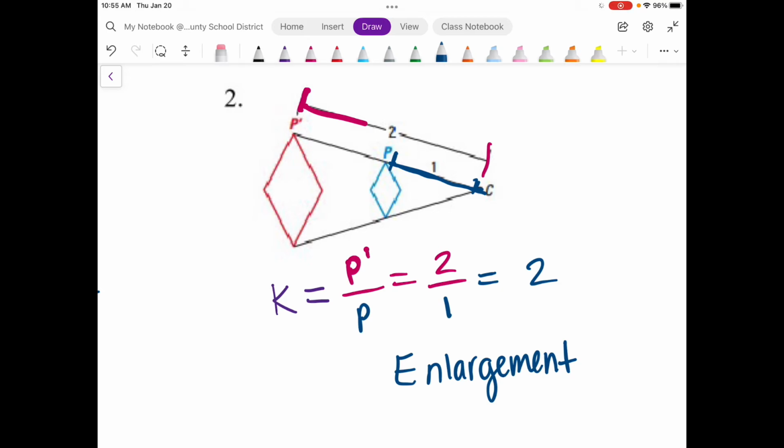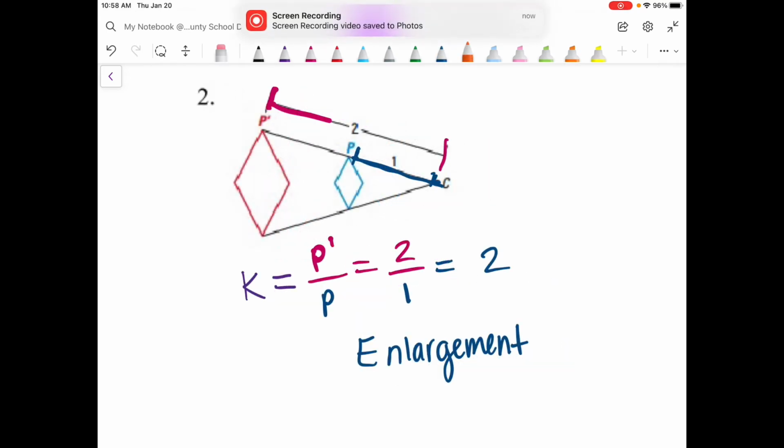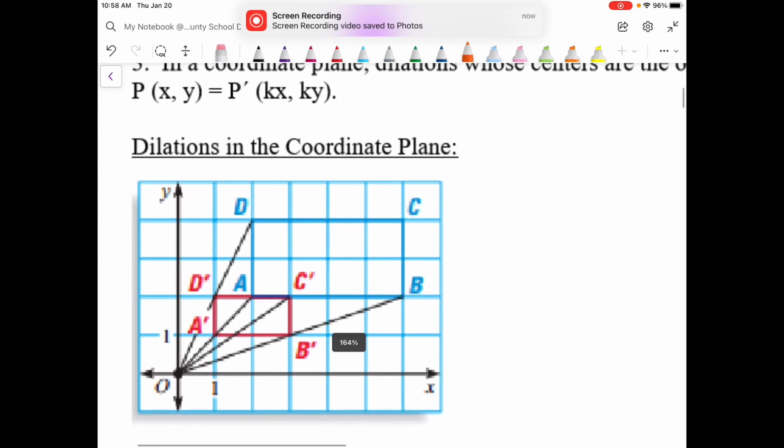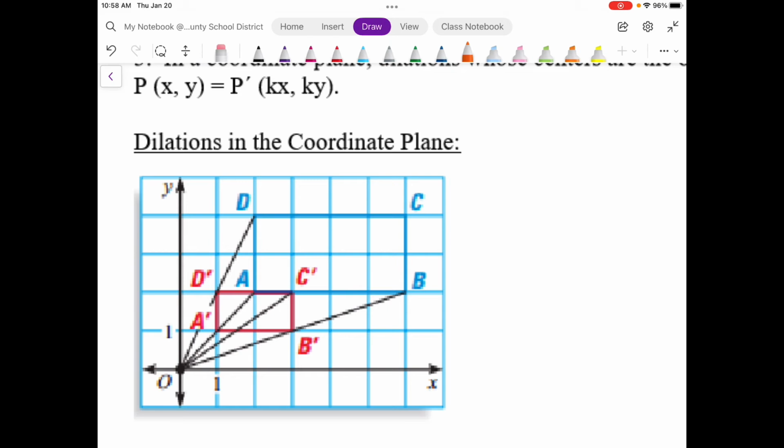Okay? So now we're going to talk about what happens when it's given to us in the coordinate plane. Essentially, what we're going to do is we're going to have an image, a pre-image, and we are either going to have to plot it or it's going to be plotted for us. And then we're going to be given a scale factor.